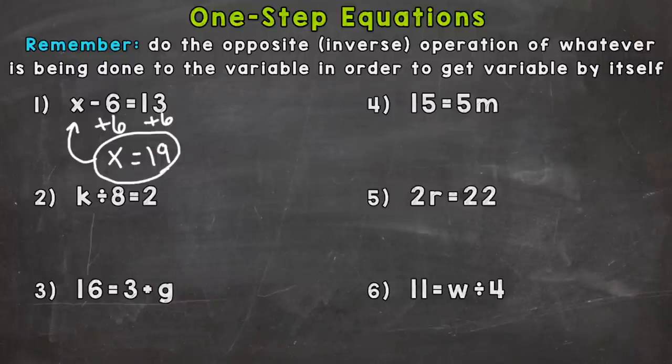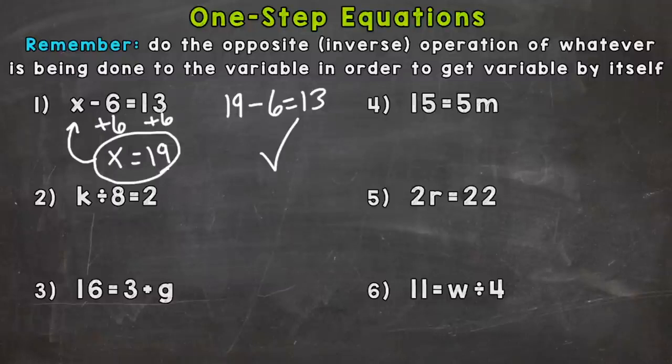I'm even going to come to the side here, plug it in. 19 minus 6 equals 13. That is true, so we're good to go. We have the correct answer for what x equals. Let's take a look at number 2. We have k divided by 8 equals 2.